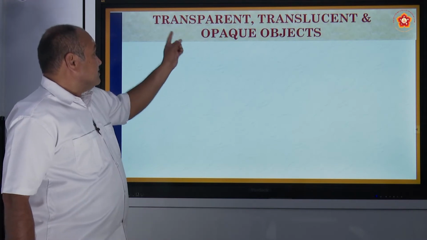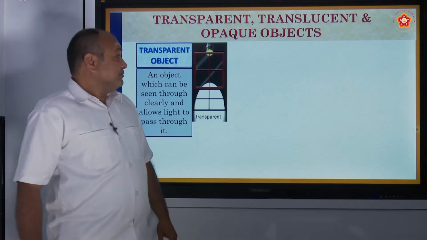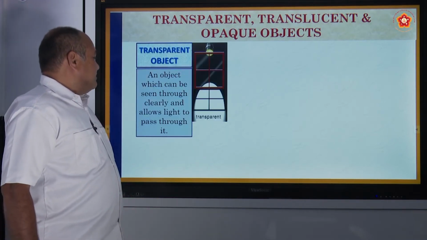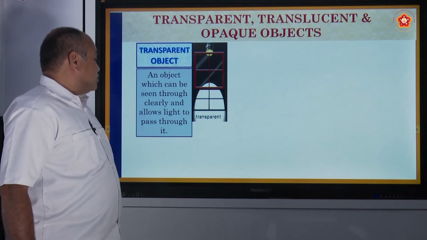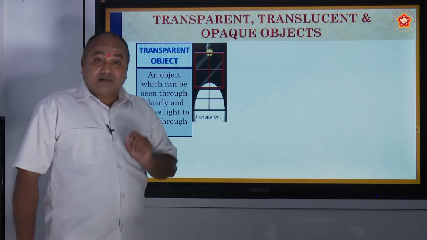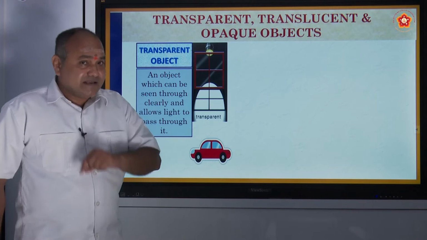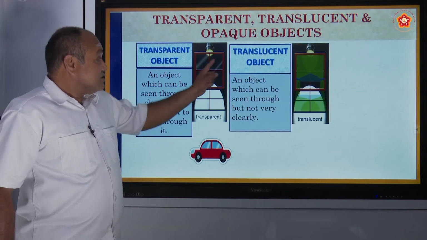So let's come across transparent, translucent and opaque objects. Transparent object. An object which can be seen through clearly and allows light to pass through it is called transparent object. I'll tell you the example later on. I'll show you. Then translucent object.